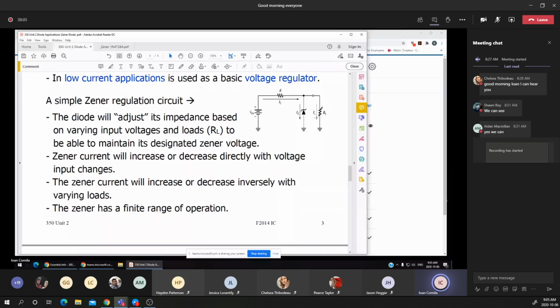You notice that in this diagram, that's why I chose this diagram, it shows you a variable load resistance.